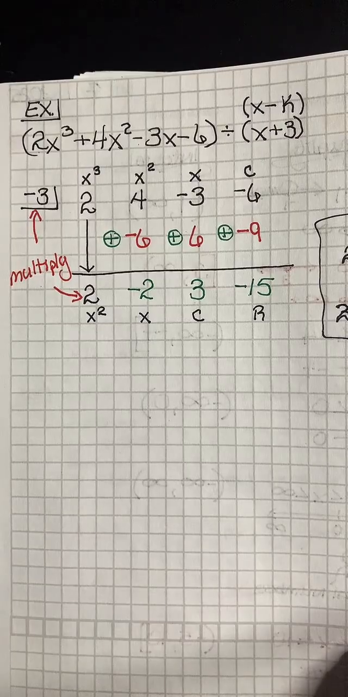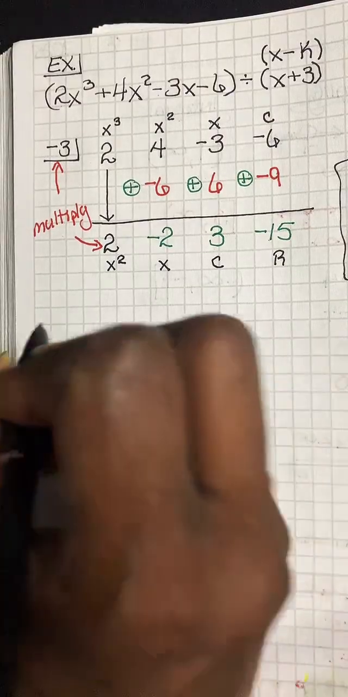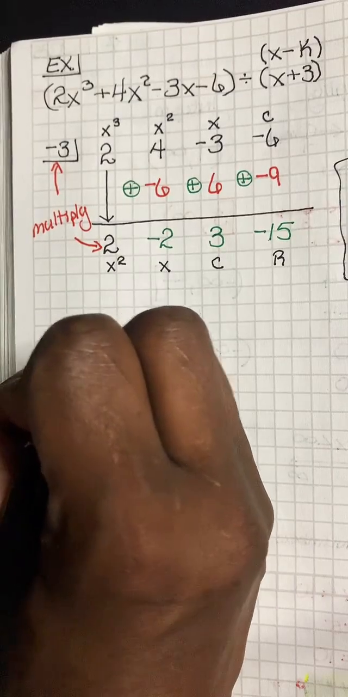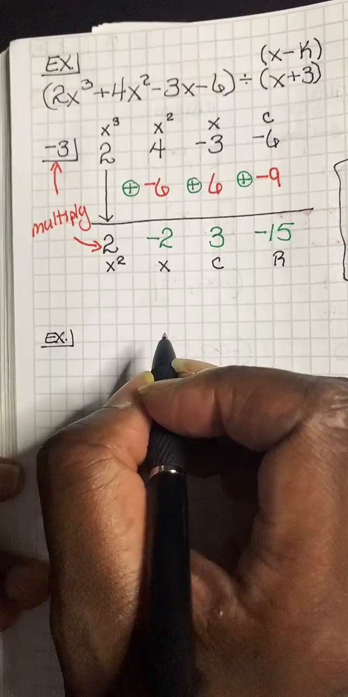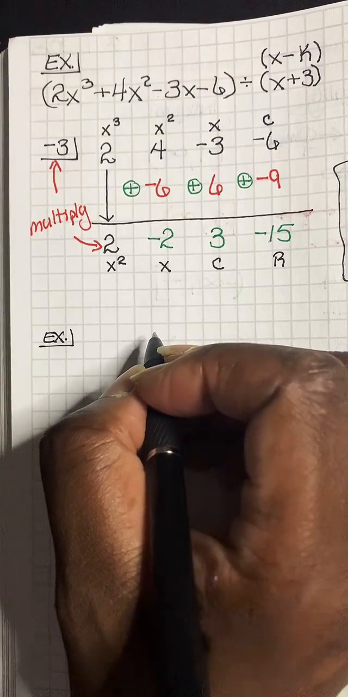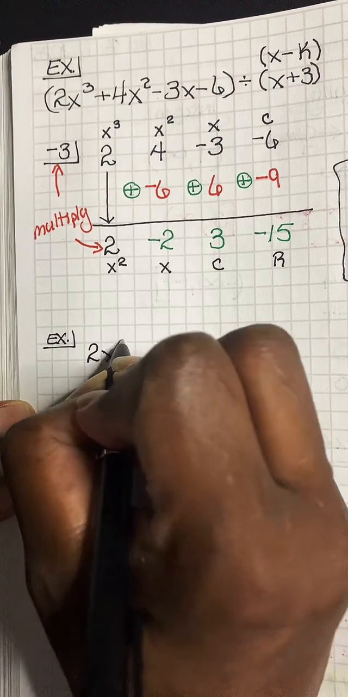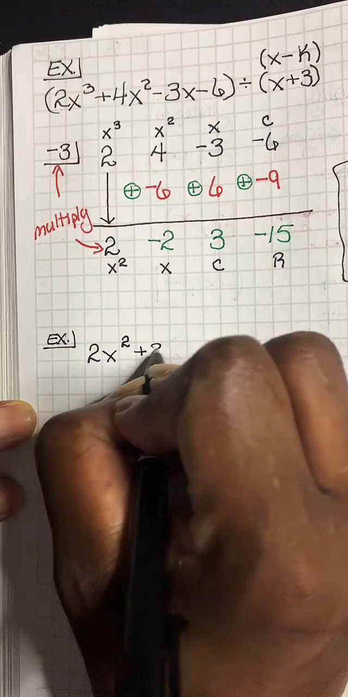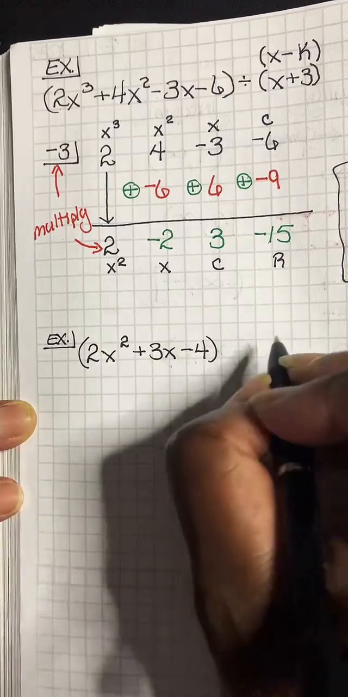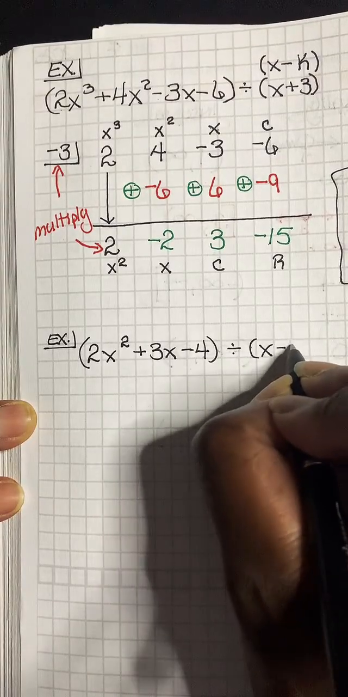So let's do another one of these great synthetic divisions. I might actually leave you guys along with it. Or am I talking too crazy? So let's try. Let's try this one. I got a lot of 2's. We have 2x squared plus 3x minus 4 divided by x minus 2.